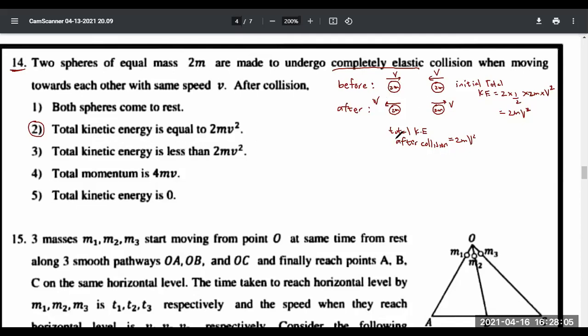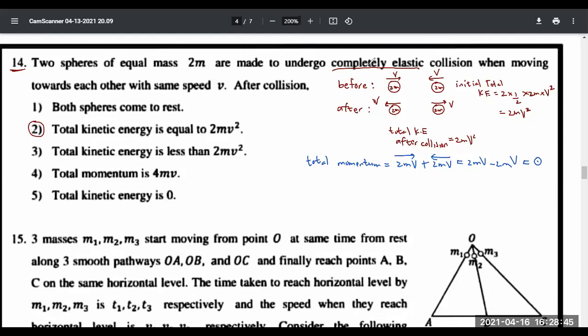Total kinetic energy is less than 2mv square. That is wrong. It is elastic. Kinetic energy can't reduce. Total momentum is 4mv. Completely wrong. What is the total momentum, people? Can anyone tell me the total momentum? Total momentum will be equal to the momentum of this, which is 2mv in this direction, plus the momentum of the other one, which is 2mv in this direction. So the resultant will be 2mv minus 2mv, 0. Resultant total momentum is 0 because both are traveling in opposite directions with equal momentum. Therefore, that's why this is wrong. Total kinetic energy is 0. It is this. So the answer is the second.